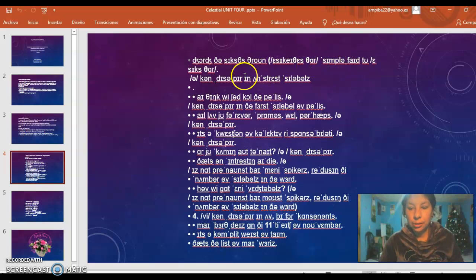A vowel can disappear in unstressed syllables. I think we should call the police. The vowel can disappear in the first syllable of police. I love you forever. Promise. Well, perhaps. M can disappear.